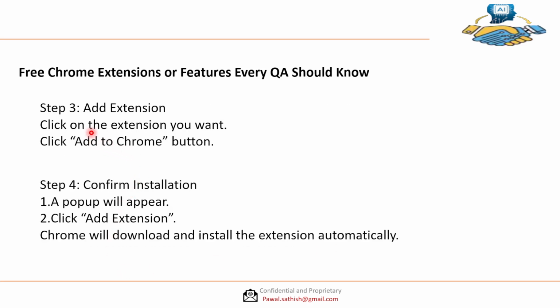Then we need to add the extension. We need to click the Add to Chrome button. Once we get a confirm installation, Chrome will download and install the extension automatically. So these are the simple steps for adding an extension, or the features Chrome has provided to increase productivity as a QA. We need to add the extension.